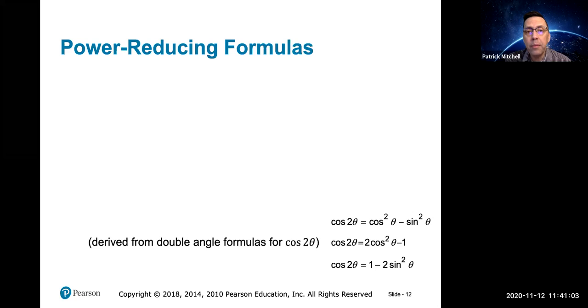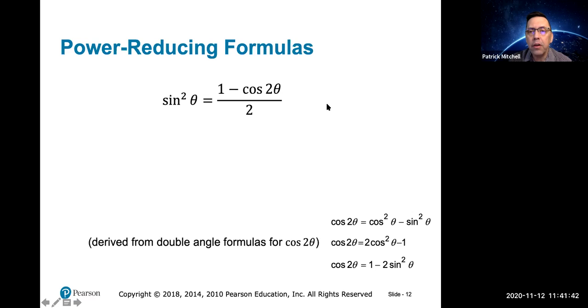The power reducing formulas are derived from the double angle formulas for cosine 2 theta, which I put here just for reference. So the first power reducing formula is this one here. Sine squared theta equals 1 minus cosine 2 theta all over 2. And where that formula comes from is if you take this third version of the double angle formula for cosine and you solve it for sine squared theta, you get what you see up here.